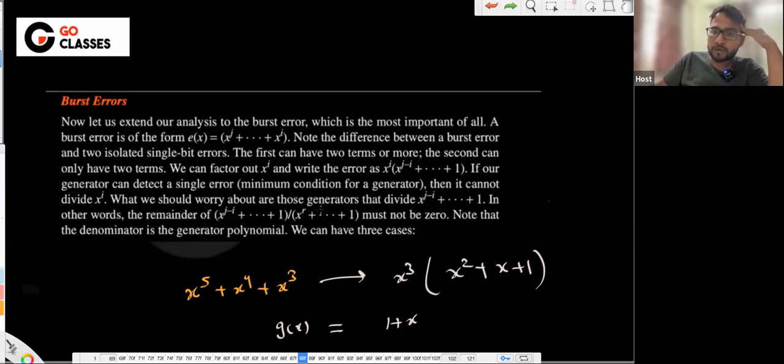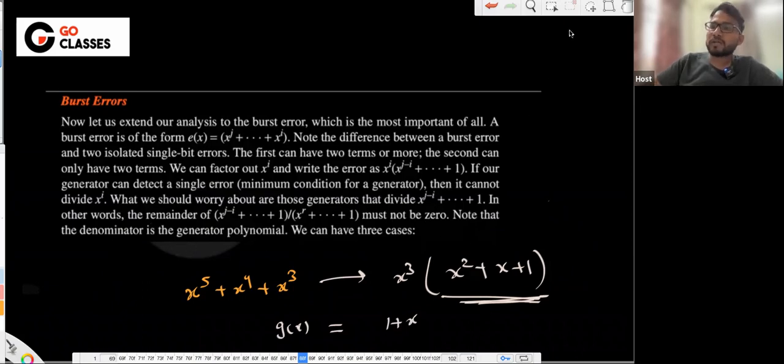What we should worry about is the generator that divides it. They are saying we can easily control my generator such that it does not divide the first term, but we should worry more about generators that divide the second term. In other words, the remainder of this must not be 0. Note that the denominator is the generator polynomial. We can have three cases.